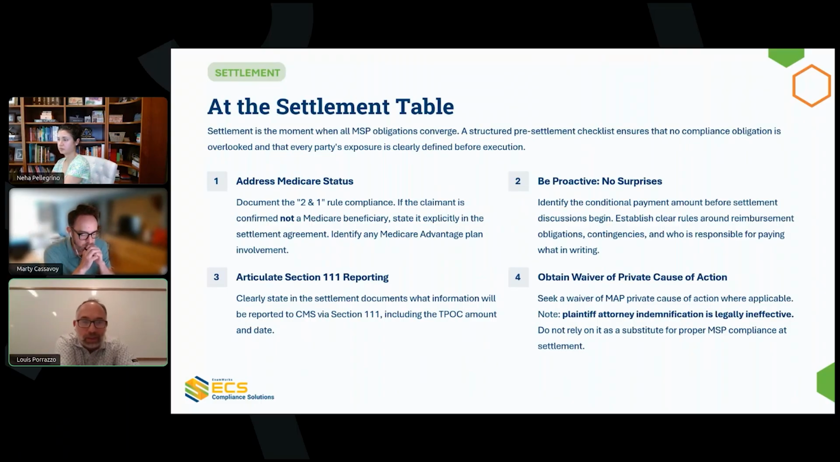Number three, articulate the Section 111 reporting. And remember, a lot of plaintiffs and plaintiff's attorneys don't really understand what your obligations are under Section 111 reporting. Quite honestly, some of your own attorneys might not understand what your Section 111 obligations are. So clearly state in your settlement documents why you asked for certain information, what the limited scope of why you're asking for that, and what you're going to do with it. If you have to explain the difference between Section 111 and conditional payments in that, please do so.